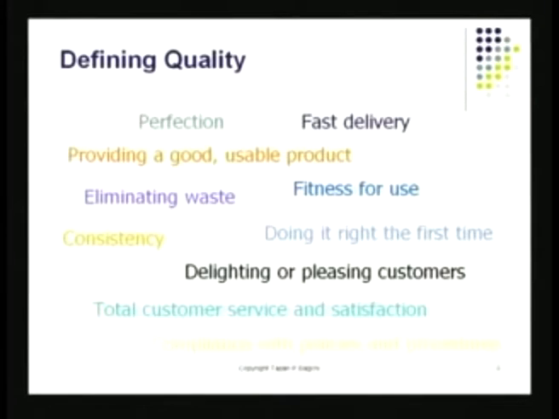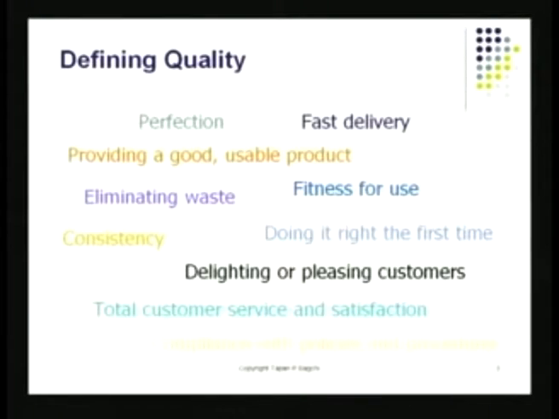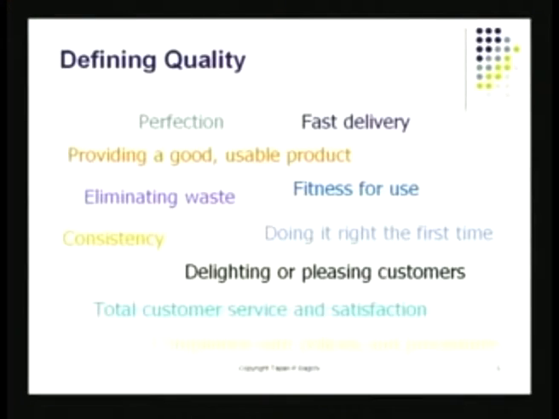Quality has been defined variously. If you see the definitions of quality, some people call it perfection. Some people who are interested in getting delivery of goods and services, they'd like to see quality implying fast delivery. Then of course we've got providing good and usable product. That's actually one of the requirements. That's how sometimes quality is defined. Fitness for use. This is the phrase that was used by Juran, Joseph Juran. He said this is the phrase we should be using when we discuss quality. Some other people thought elimination of waste, that's something that's linked to good quality. So that will be there.